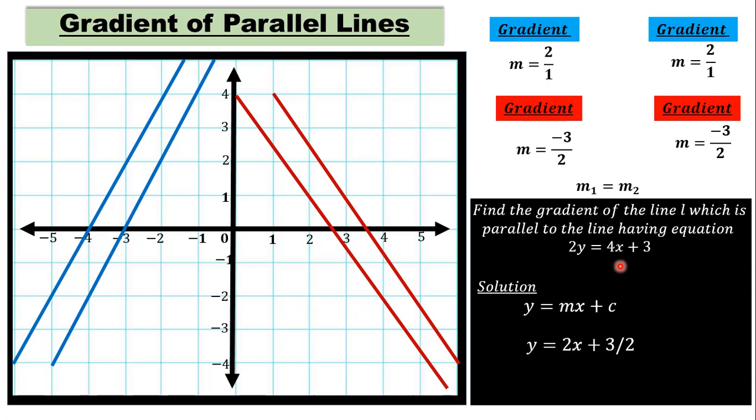What are we going to get? y will remain y over here. 4 divided by 2 will give us 2x, and 3 divided by 2 will give us 3 over 2. Now if you compare these two equations, you can clearly see the gradient of the line is the number that is multiplied with x. So the gradient of this line is equal to 2. And if the other line whose gradient we need to find is parallel, then we can simply say that the gradient of the second line is also equal to 2.